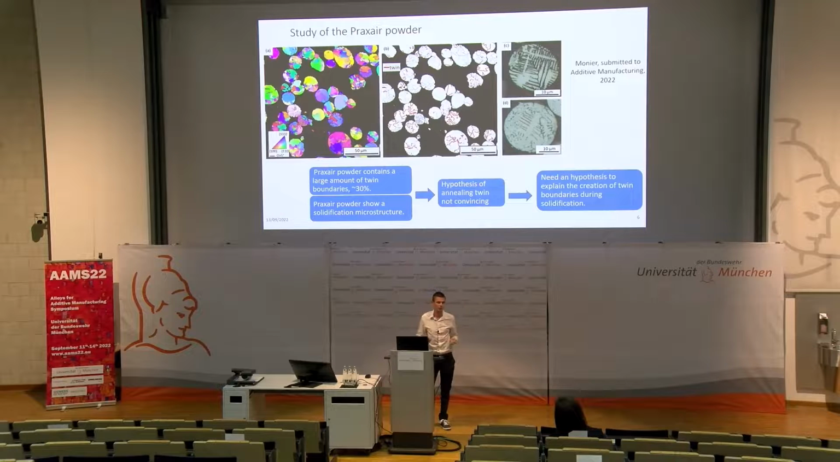The second area where no thermomechanical treatment occurs is the initial Praxair powder, where one can see there are still a lot of twin boundaries plotted in gray in the grain boundary map, and there is still around 30% of twin boundaries, so close to the value of the Praxair steel. We can see also that the powder has a solidification microstructure with dendrites. And so the hypothesis of annealing twins or twins created by thermomechanical treatment is not really convincing. We need a hypothesis to explain the creation of twin boundaries during the solidification.